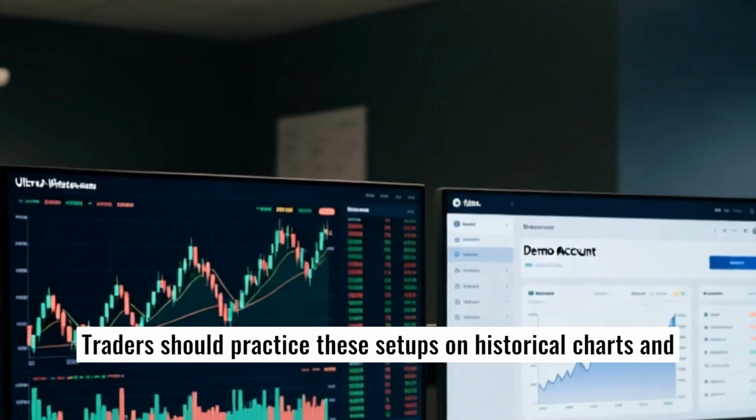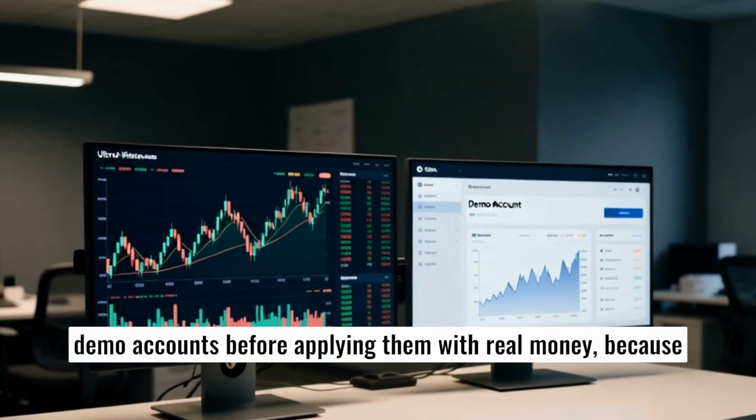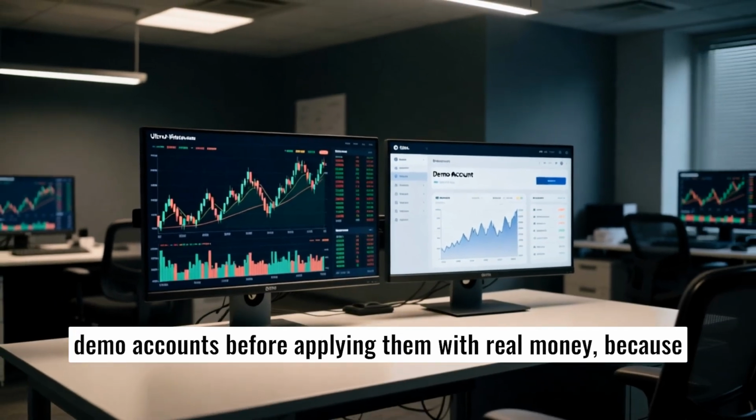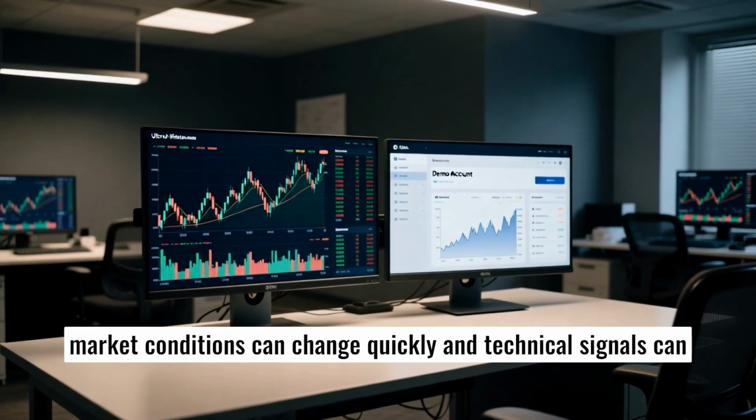Traders should practice these setups on historical charts and demo accounts before applying them with real money, because market conditions can change quickly and technical signals can fail.